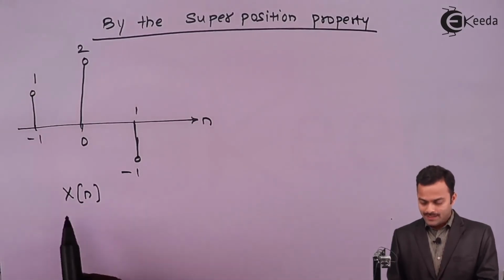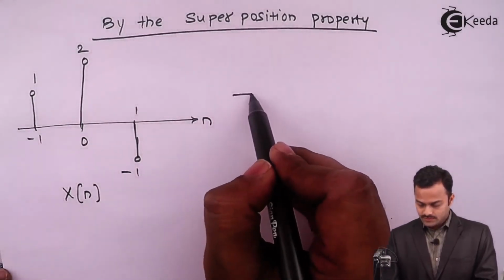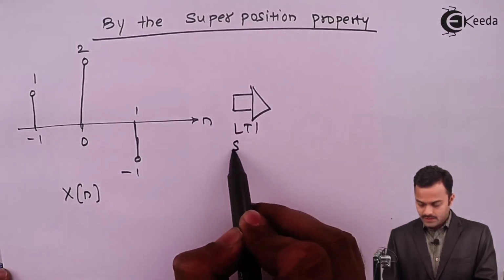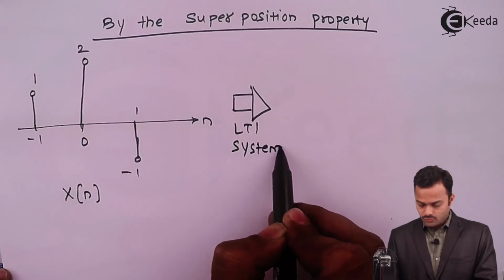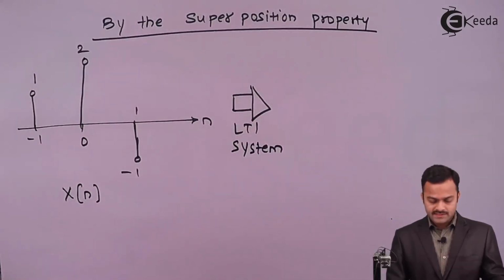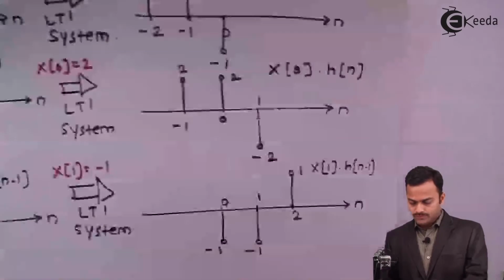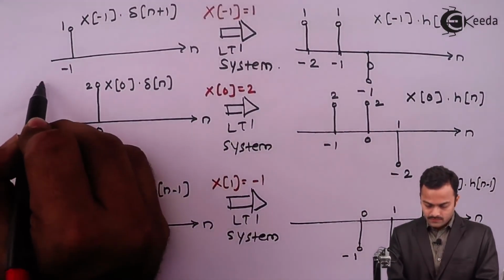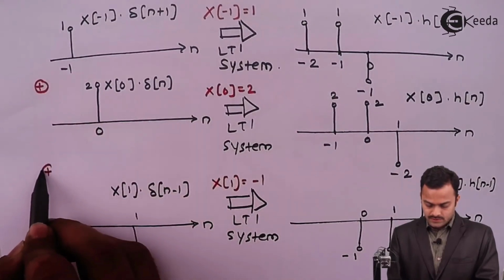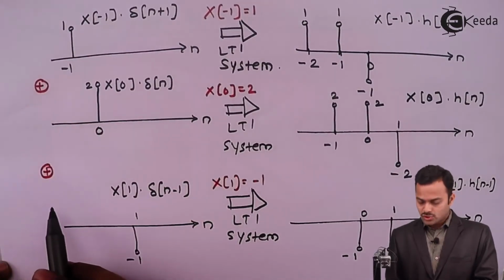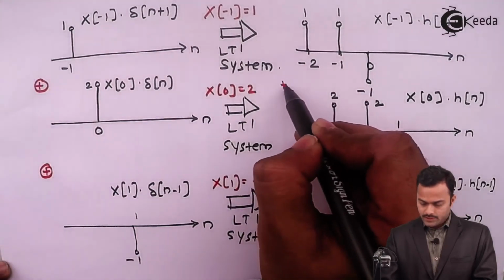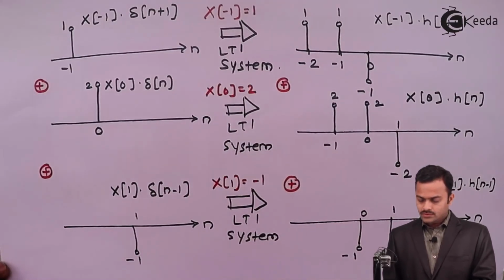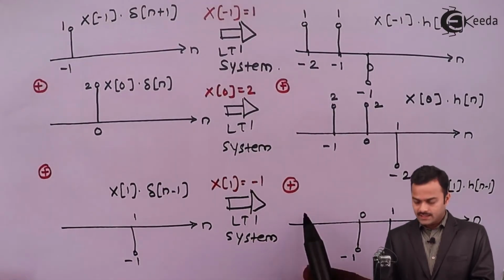Meaning if I pass the sequence to the system which is linear time invariant, I should get an output, and the output should be a summation. Now what we have to do, we have to sum these 3 because we have added these 3. So by virtue of the superposition property, I need to add these also. So let's find out what we will get if I add.